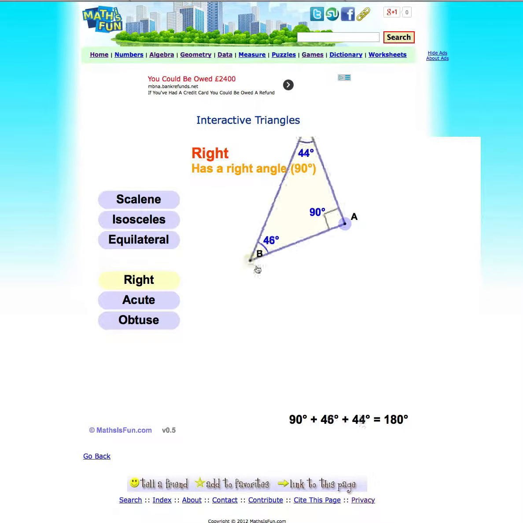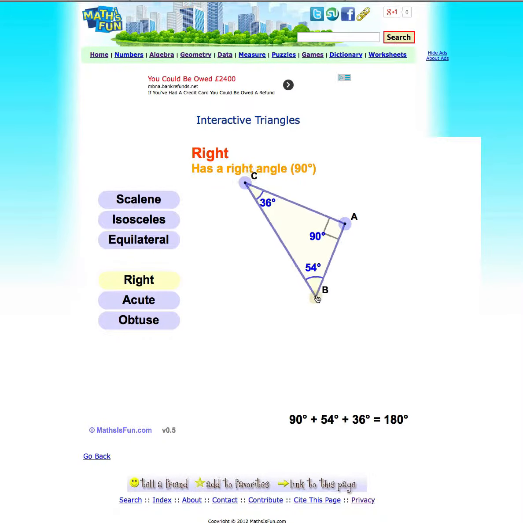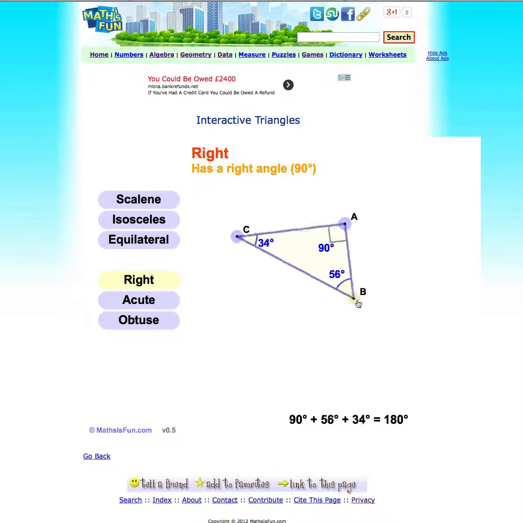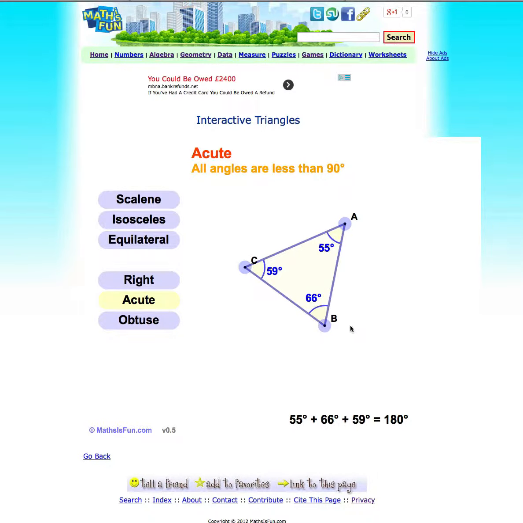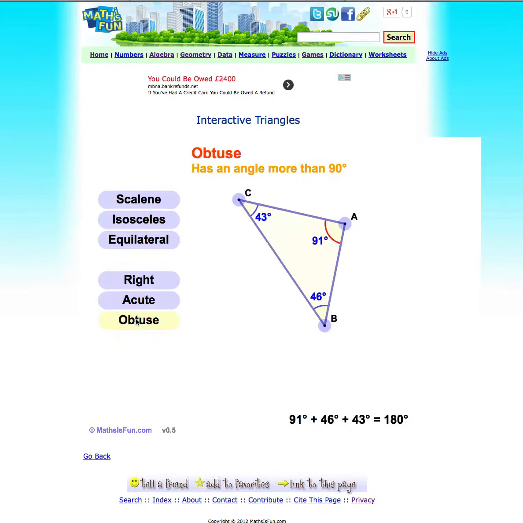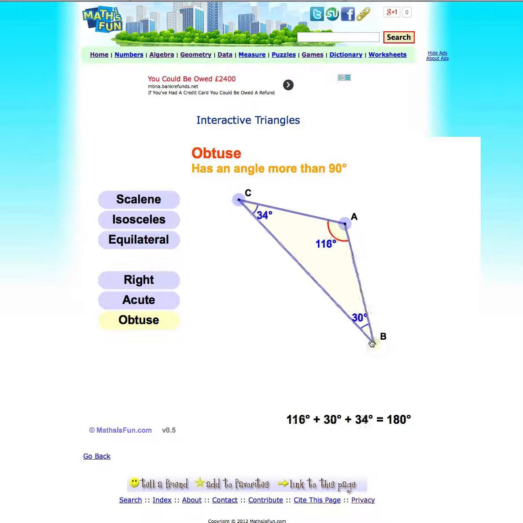And however I play around with this triangle, one of the angles, the one at A, is always 90 degrees. If I select the acute option, all the angles are acute, which means they're all less than 90 degrees. And to see an obtuse angle triangle, click this option. So now the angle at A will always be obtuse, that is, between 90 and 180 degrees.